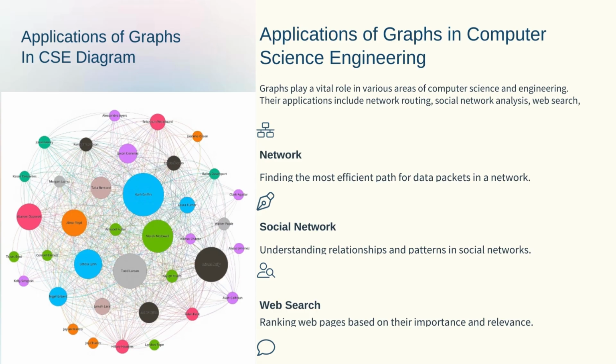Social network analysis is understanding relationships and patterns in social networks. This helps identify influential users, community detection, and spread of information or diseases. Web search. Google's PageRank uses graphs where web pages are nodes and hyperlinks are edges to rank the importance of pages. Recommendation systems. It recommends items by finding users similar to the target user and suggesting products, movies, or other items to users based on their preferences.